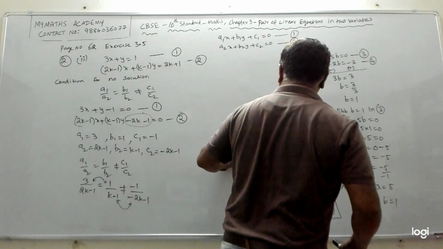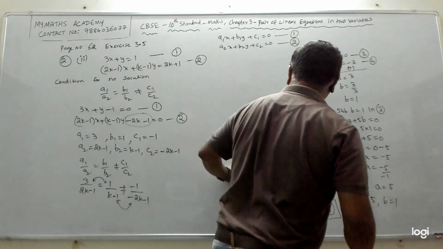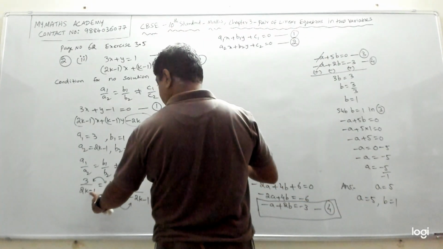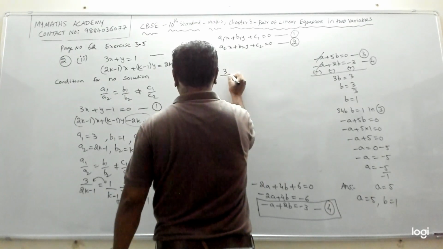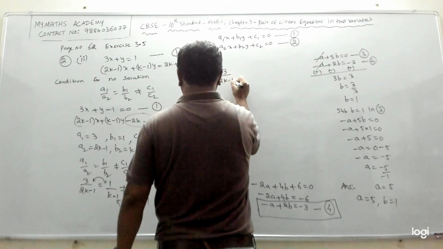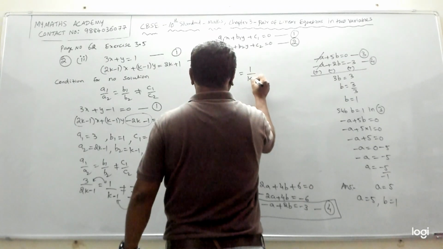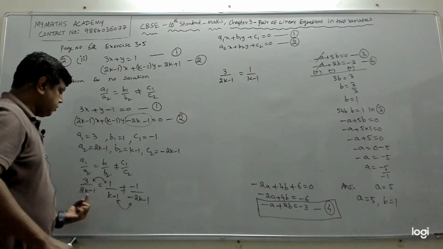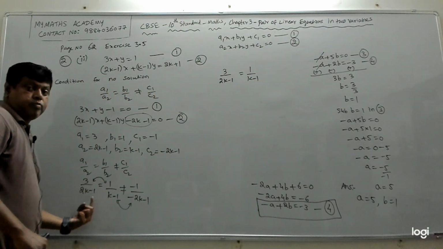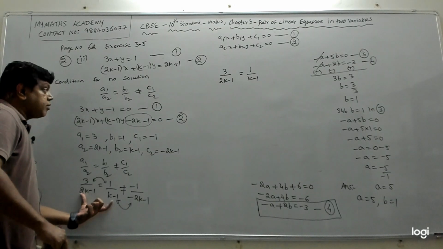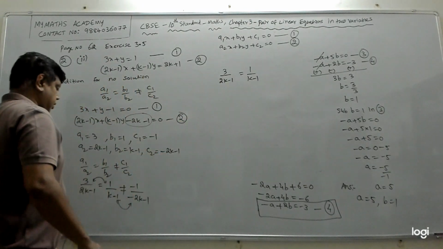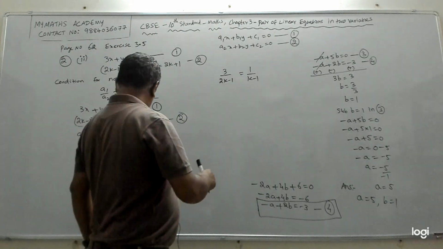Let's see what we get. Okay, so what we have is 3 by 2k minus 1 equal to 1 by k minus 1. So I'm taking these two first, this ratio, these two. I'm taking this and this, I'm putting it here. Right? So let's solve this.